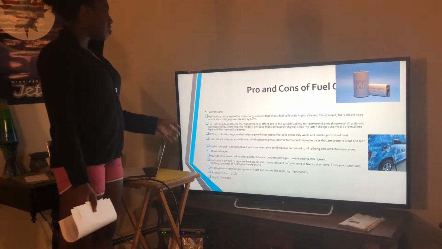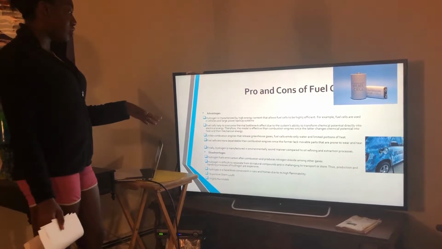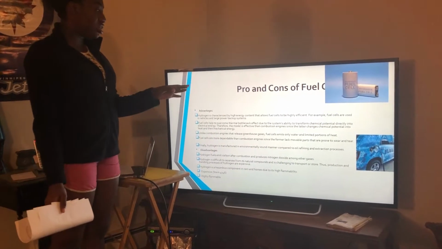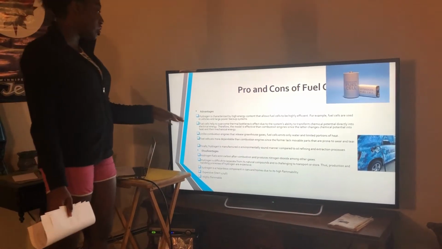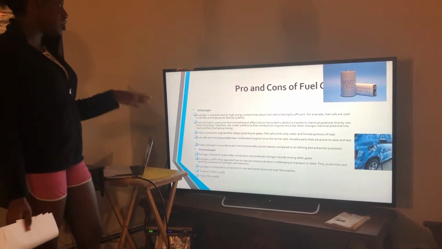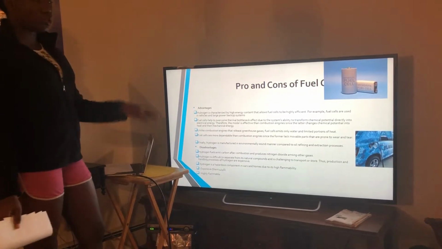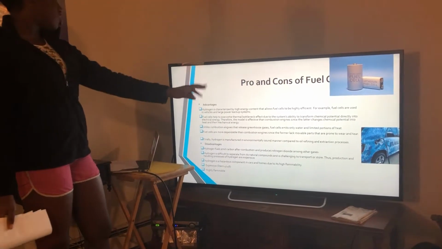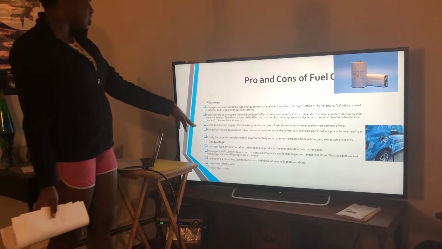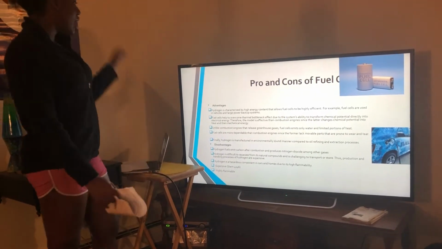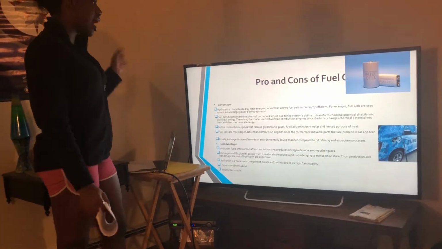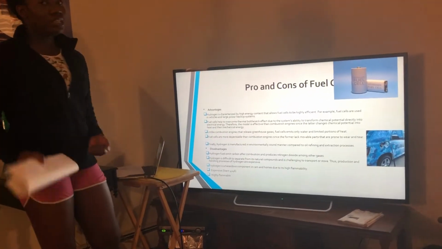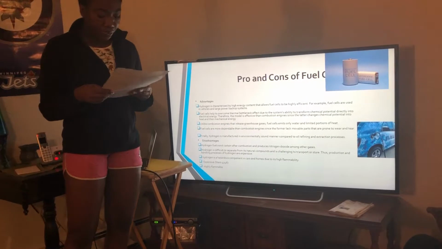Disadvantages: hydrogen fuel emits carbon after combustion and produces nitrogen dioxide among other gases. Hydrogen is difficult to separate from its natural compounds and it's challenging to transport or store. Thus, the production and handling of hydrogen are expensive. Hydrogen is a hazardous component in cars and homes due to its high flammability. It's expensive and is highly flammable.